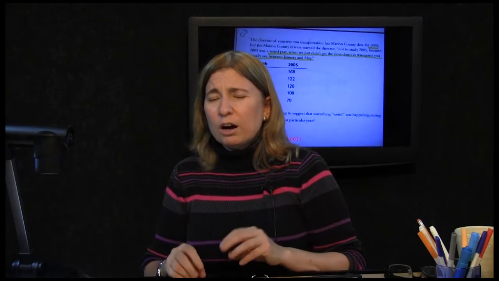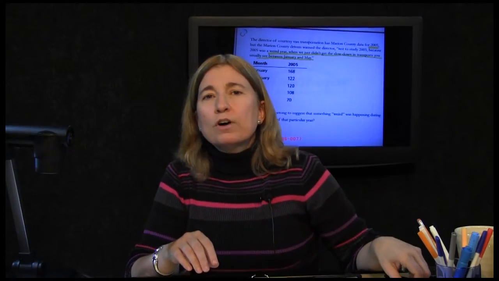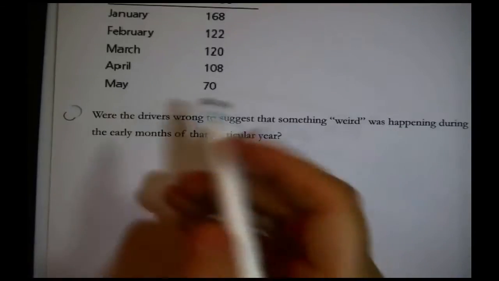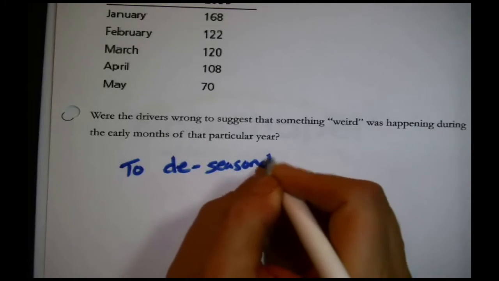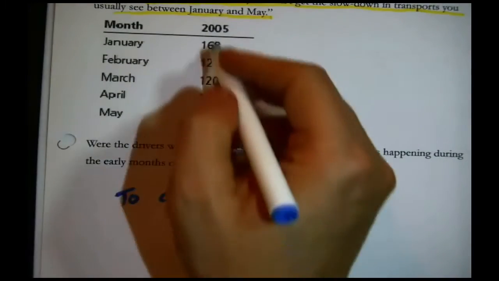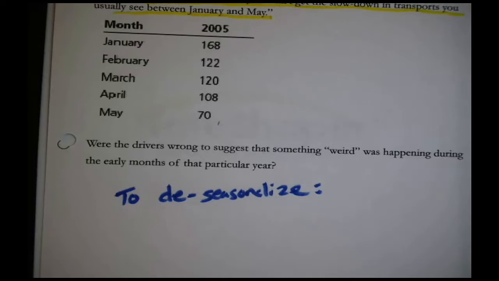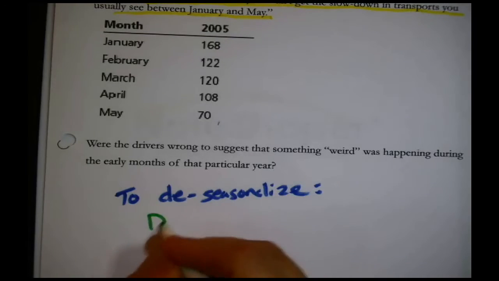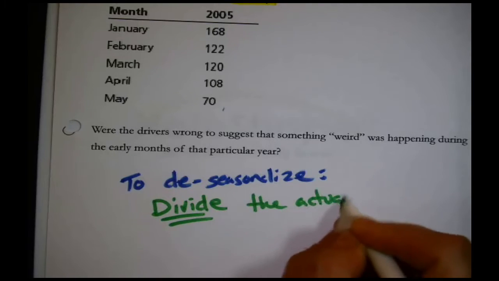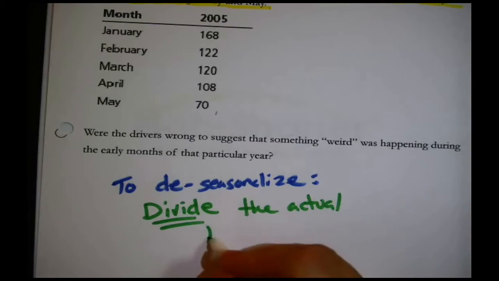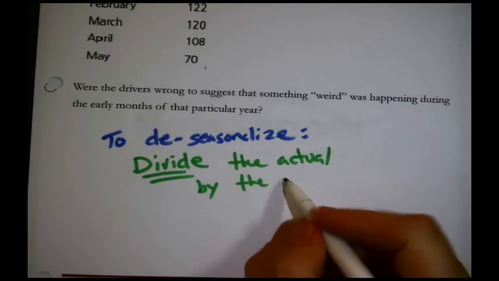You say, well, how do you pull the season out of the actual data? How do you remove the season's influence from existing data? How do you deseasonalize? It's easy. You just divide. To deseasonalize, first off, why would I want to do that? Because I want to compare these unlike seasons. Divide the actual, meaning what actually happened, by the appropriate seasonal relative.